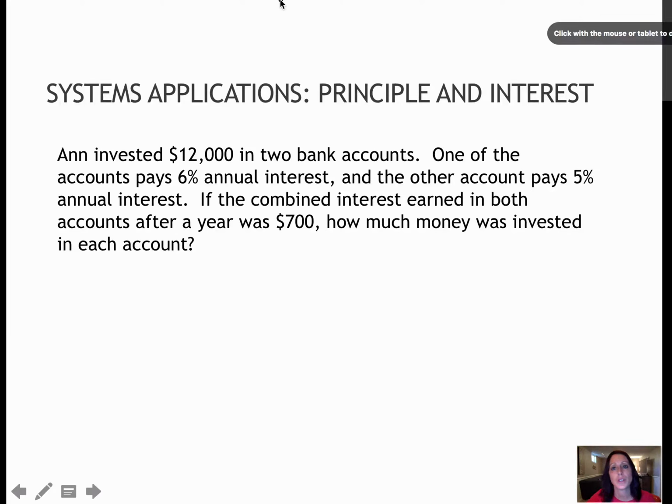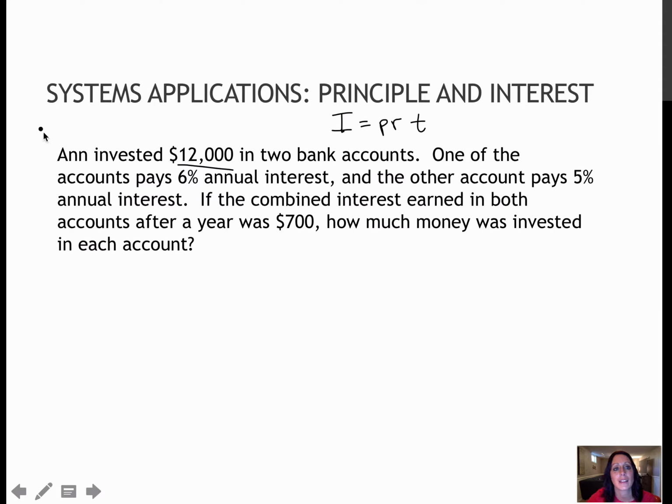Principal and interest question. Of course, when you're doing anything with principal and interest, you need to know that I equals PRT. So interest equals principal times rate times time. Anne invested $12,000 in 2 bank accounts. My question at the end is how much was invested in each account.